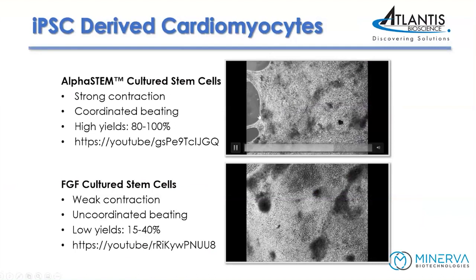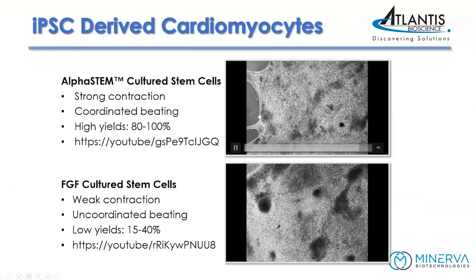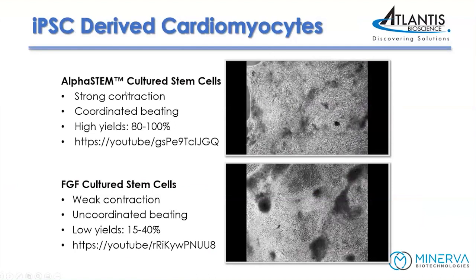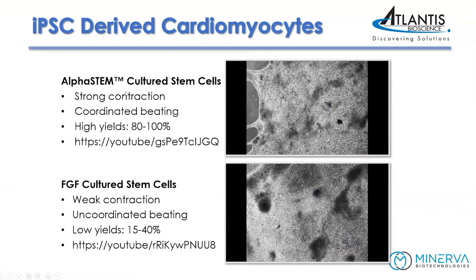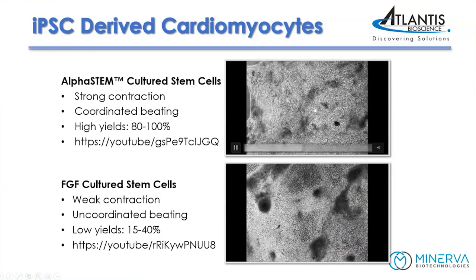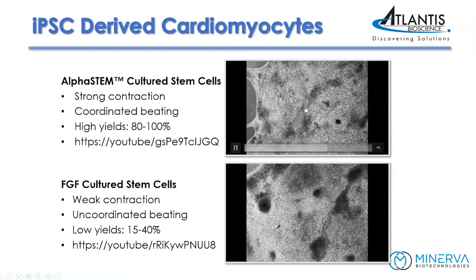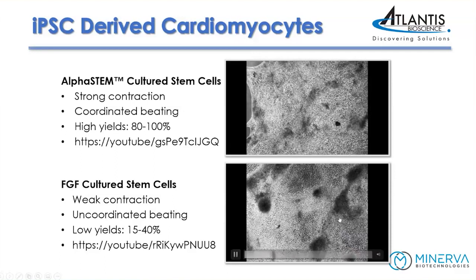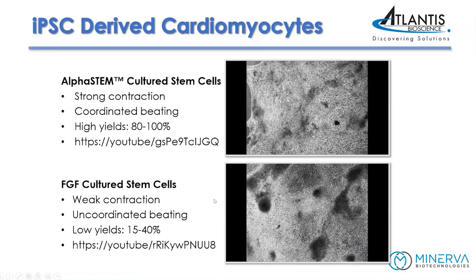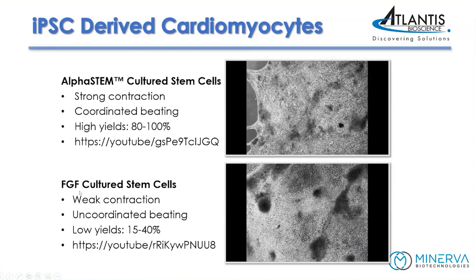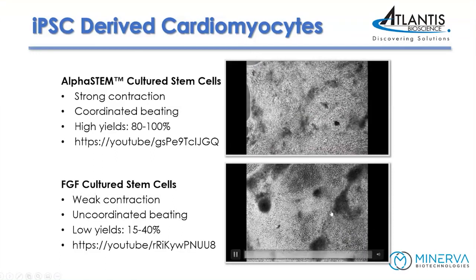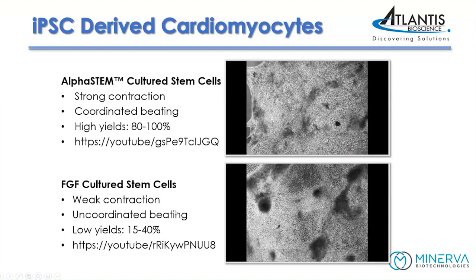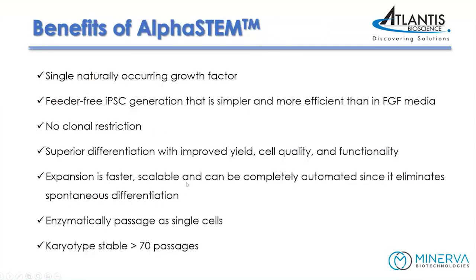So let's take a look at the iPSC-derived cardiomyocytes here. This is the video of the pluripotent stem cells cultured in alpha stem media. As you can see, the cells grown in this media have really strong contraction, and the beating is a lot more coordinated. And the bottom video is showing the cells grown in FGF media. The contraction is weaker and the beating is also not that coordinated.